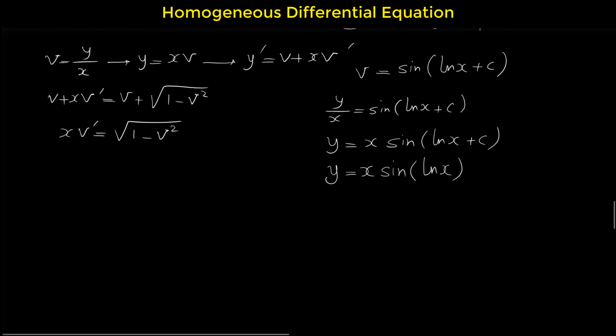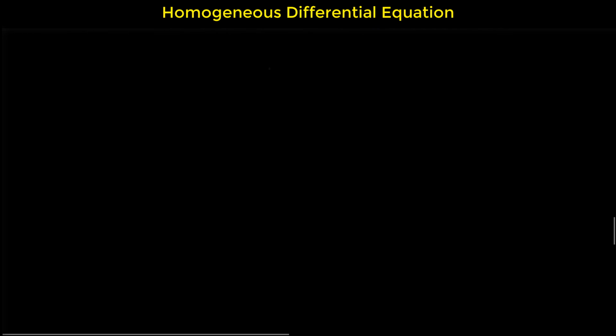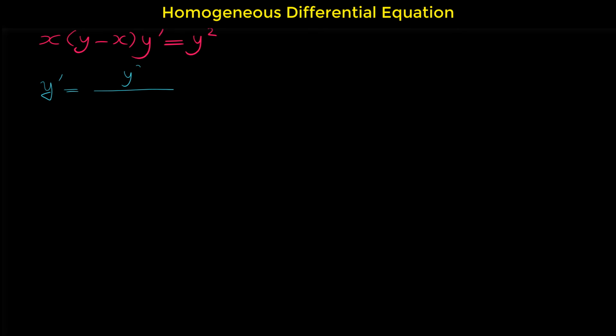Now let me show you another example. xy minus x y prime equals y squared. As the first step, we isolate y prime. So we divide both sides by this to get rid of the coefficient of y prime. So we have y prime equals y squared over x times (y minus x).